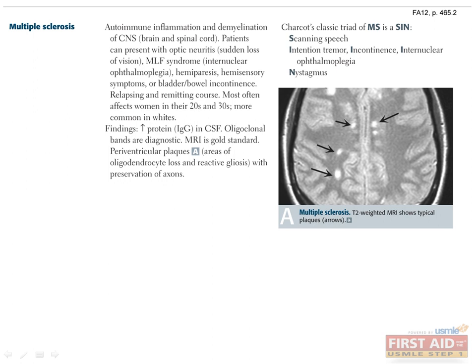Multiple sclerosis classically affects women in their late 20s and early 30s, but there is a subtype of MS which is more common in men. In both genders, MS usually presents before a person turns 55.